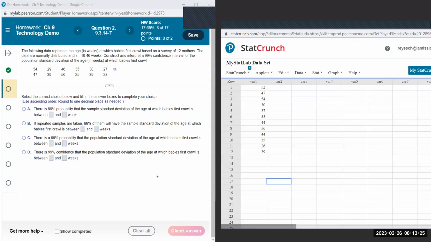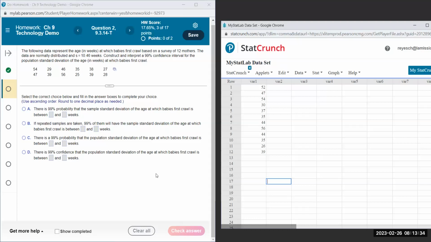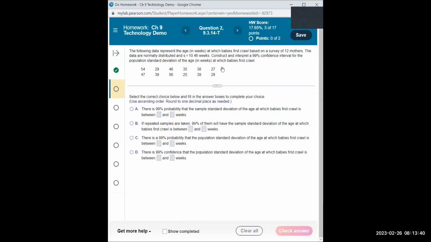Here's problem number 2. It seems similar. The following data represent the age in weeks at which babies first crawl, again, based on a survey of 12 mothers. So let me close this one because it's a different set of information. It's not the same thing. So let's open up this in StatCrunch.